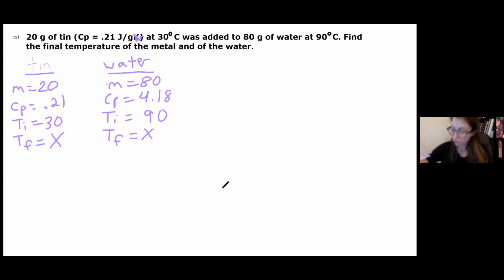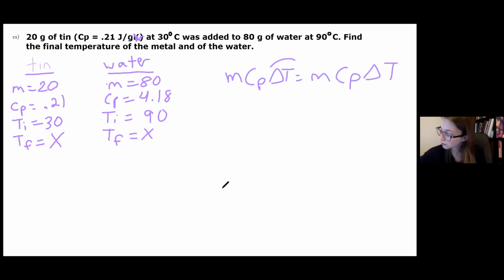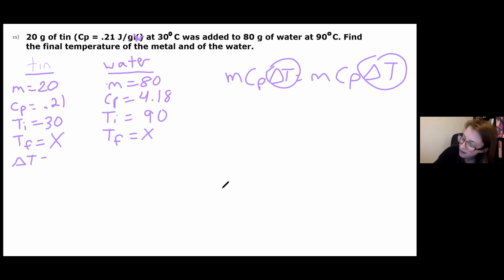If I then say, okay, great, I know where X is, let's plug in mCp delta T equals mCp delta T, you'll realize, shoot, I need a change in temperature for this formula, and I don't have a change. The algebra on these problems is going to be more annoying, but I can tell you for change in temperature, as I've always said, do bigger minus smaller.